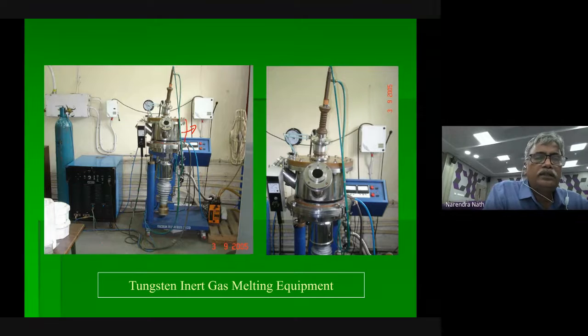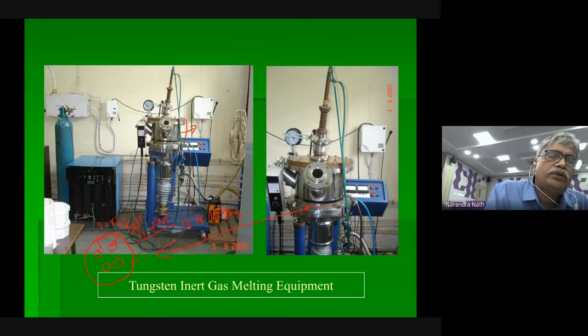Inside, there is a copper plate, and there are 4 pits. You have to fill each pit with titanium plus nickel ingots. For example, we normally take 12 to 15 grams, and we fill it here. That is equiatomic. Then we close the chamber.